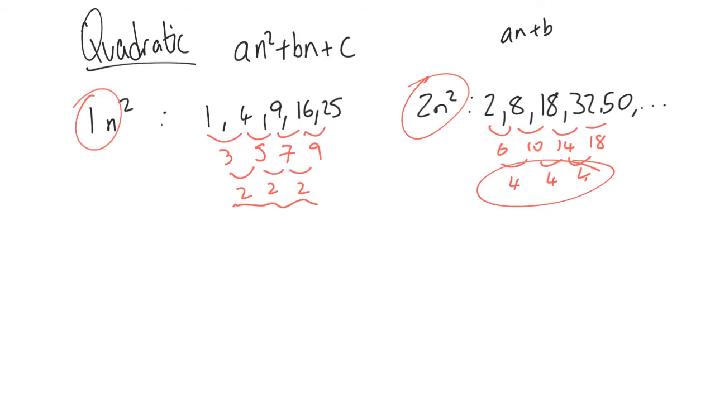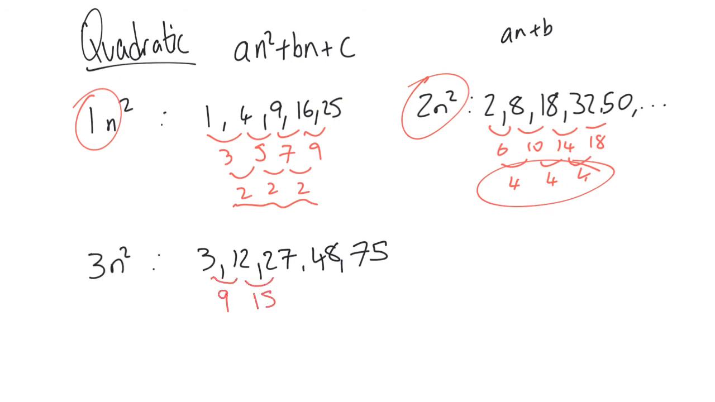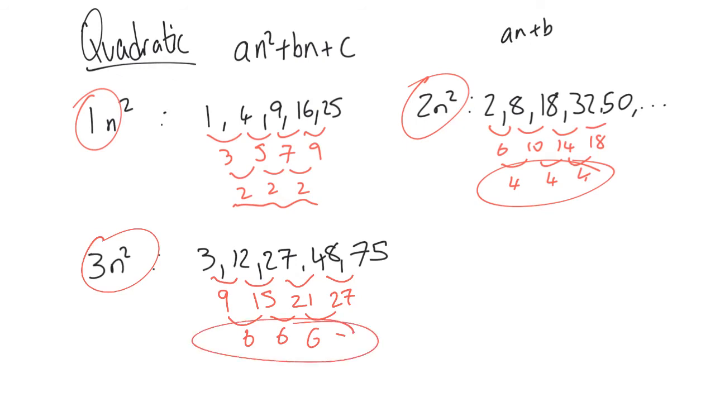And one more we'll look at is 3n squared. So that's n squared multiplied by 3, and we've got 3, 12, 27, 48, and 75. So the first difference then is going to be 9, and then 15, 21, and 27. And the second difference then is 6, and 6, and 6 again. So whenever we had 3n squared, the second difference was 6.